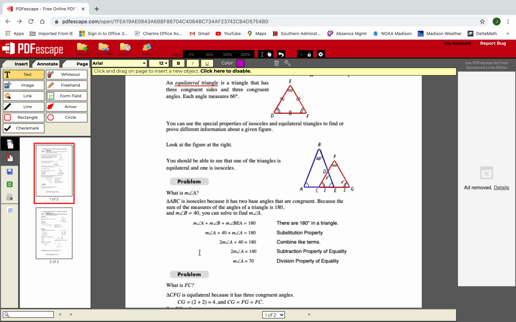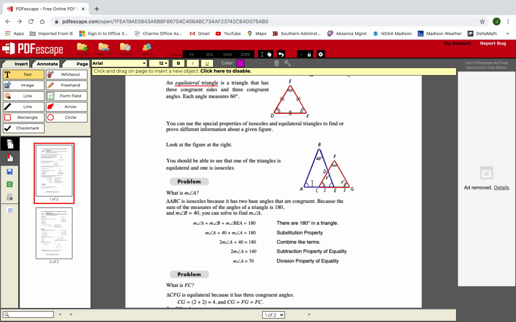And they've sort of done that down here in the example, except that they just said measure of angle A. So measure of angle A plus 40 plus the measure of angle A, because we know that the measure of angle E is the same as the measure of angle A. So 2 times angle A, because they're the same, plus 40 equals 180. Then if you subtract 40 from both sides, you get 140, and then simply divide that by 2.